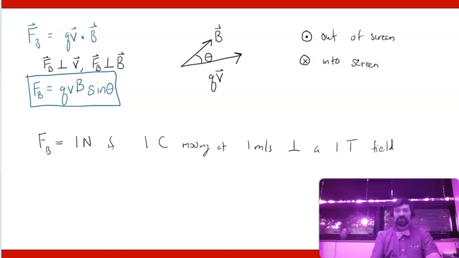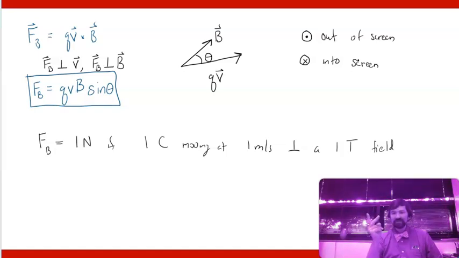So which one is it if we take this cross product QV cross B? Is it out of the screen or into the screen? Well, for that we use what's called the right-hand rule. So this is my right hand, and there's two ways of doing this rule. One way is to take the finger and point it along the first vector. This is the index finger.